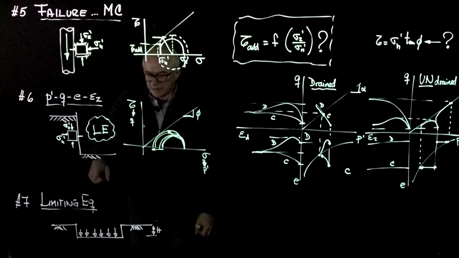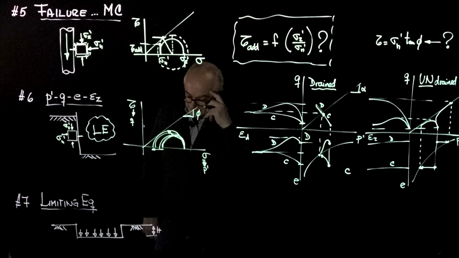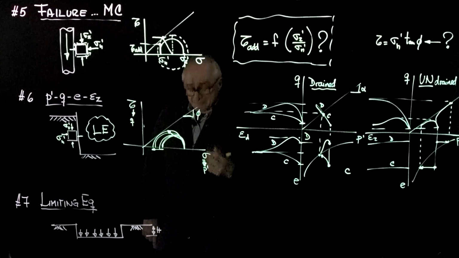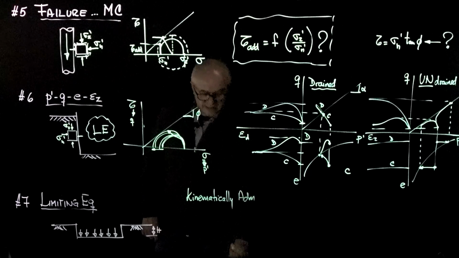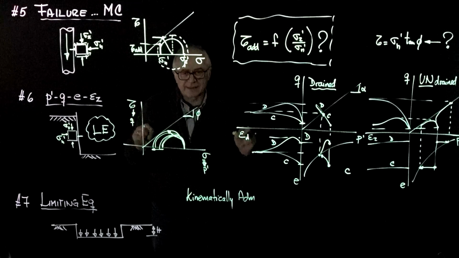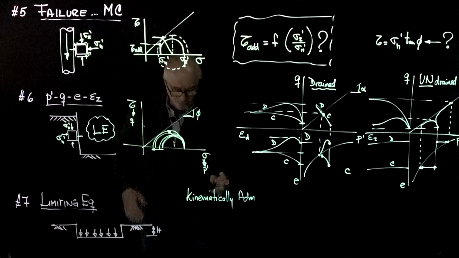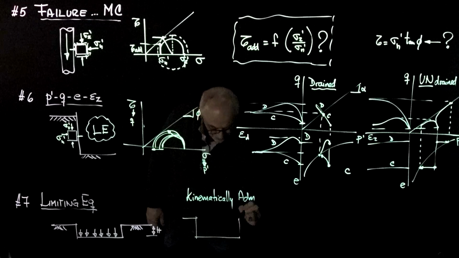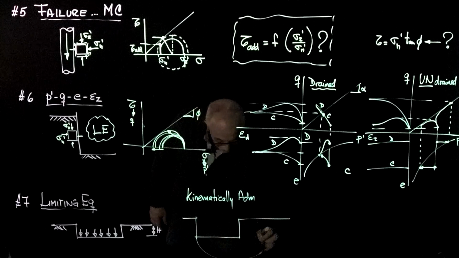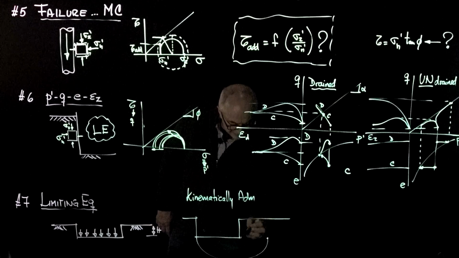The last question is limiting equilibrium. Remember that there are upper bounds and lower bounds, the upper bound being the kinematically admissible, and that one says that nature will always find a mechanism that is more effective than the one you will find. That means that we are going to start with a mechanism that is kinematically possible. For example, in this case, we are going to assume that the system could rotate. Sorry, this is not a circle, but I'm running out of space. And then it would just lift up this block.